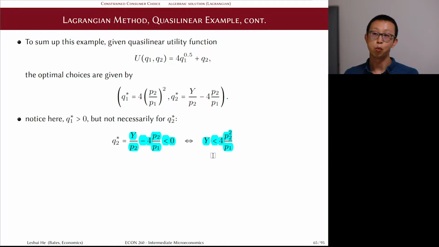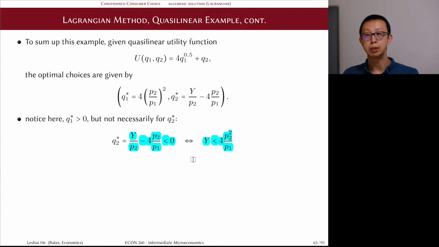For instance, if Y is equal to $16 and P1 is at $1, then when P2 gets more expensive, let's say greater than $2, then the inequality will hold because the right-hand side will be greater than 16, whereas the left-hand side is at 16. In that case, it would suggest that our prescribed Q2 star becomes negative again. And our solution is now again prescribing a negative quantity for the consumer to maximize utility.